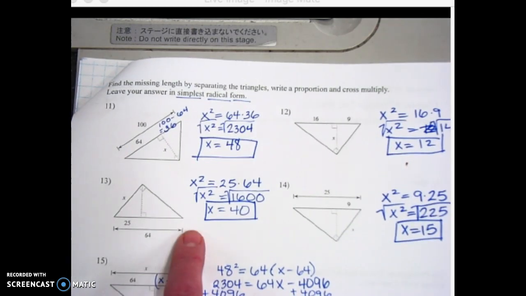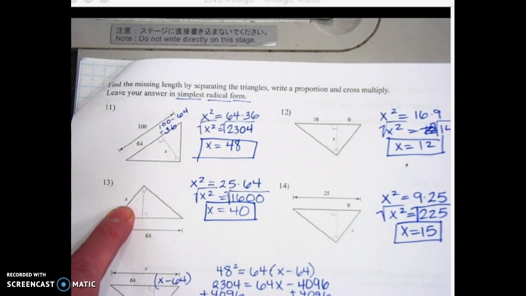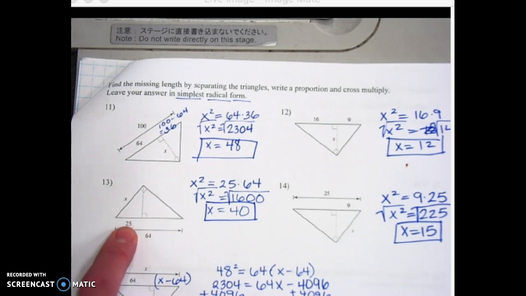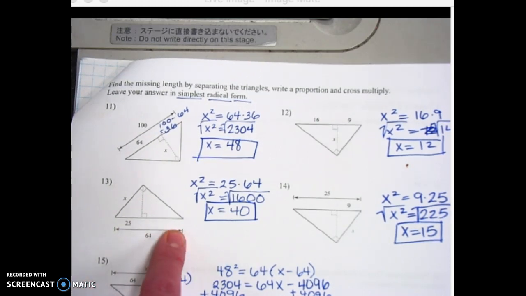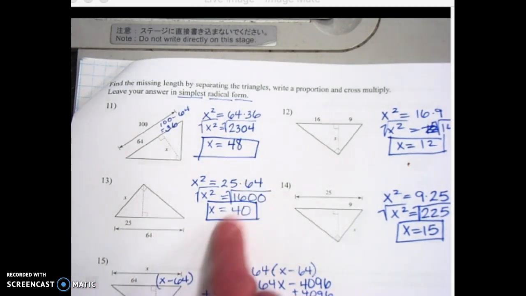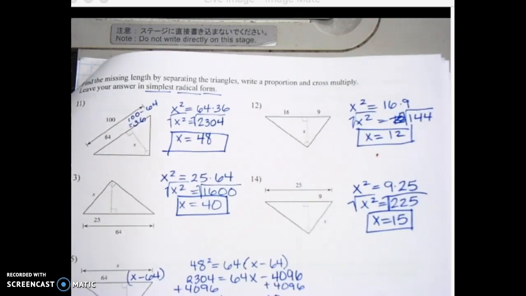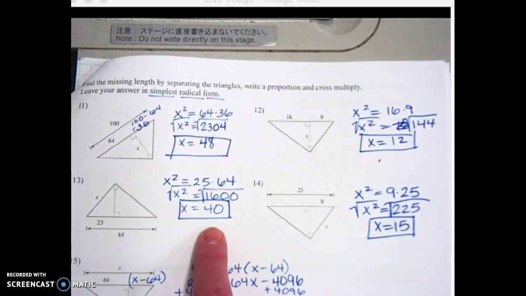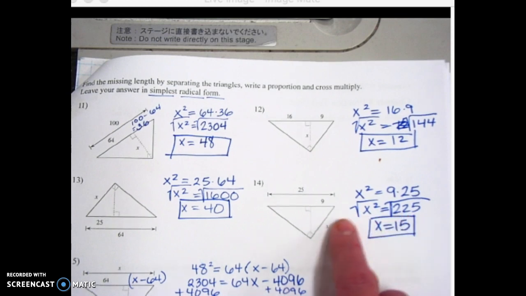Number 13, instead of having the value of the altitude, now you have one of the legs. So you're going to say that leg squared is equal to the piece closest to it times the length of the whole thing. You just multiply them on your calculator and take the square root. If you get a whole number, great. If not, you're going to have to do the prime factorization.